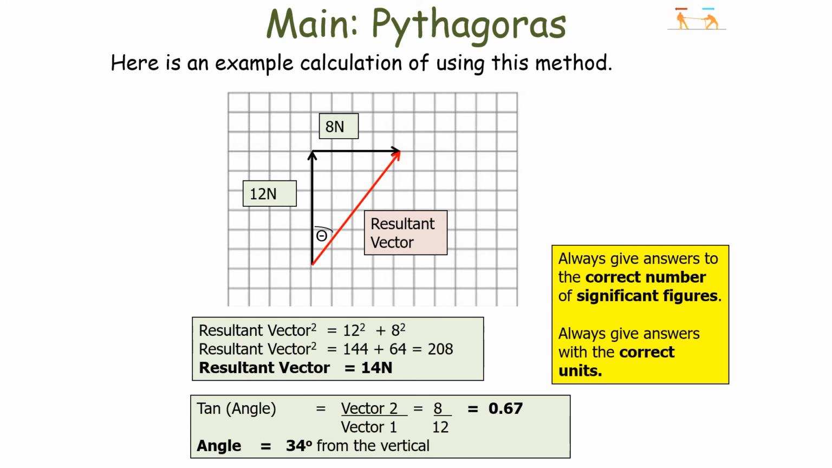Then the tan of the angle is equal to vector 2 over vector 1. 8 over 12 is 0.67, so you do inverse tan of 0.67 and you get 34 degrees, and we've measured it from the vertical. So that is our value of our overall or resultant vector. Remember, we should always give our answers to the correct number of sig figs with the correct units.